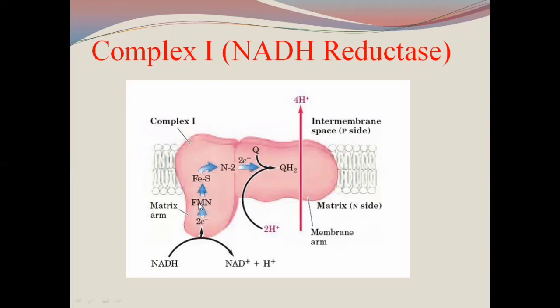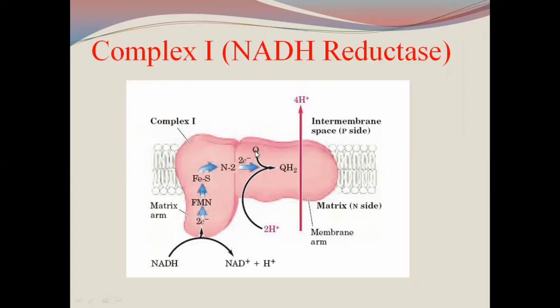Then FMNH2 will transfer its electron to the iron sulfur center, and from the iron sulfur center it will give to the N2 center. From the N2, these two electrons are then carried up by the Q, coenzyme Q. Ubiquinone will be reduced into ubiquinol. It will take the electrons from this N2 center, and two protons will be taken up from the matrix. So what will be formed is QH2, and now this Q is reduced.